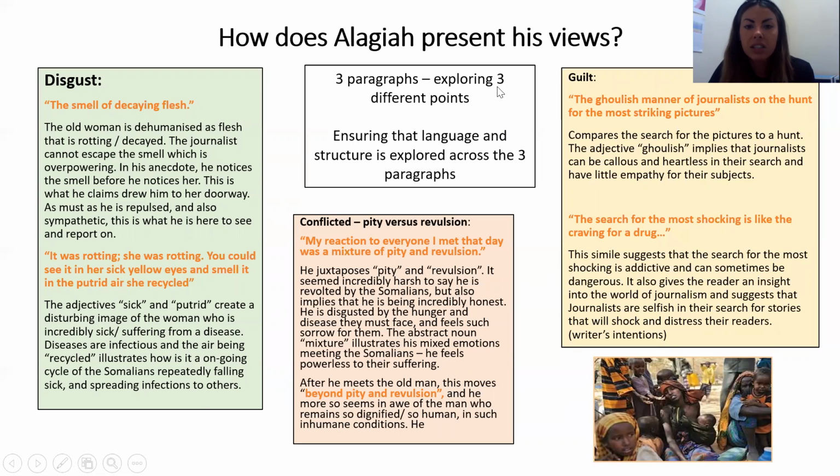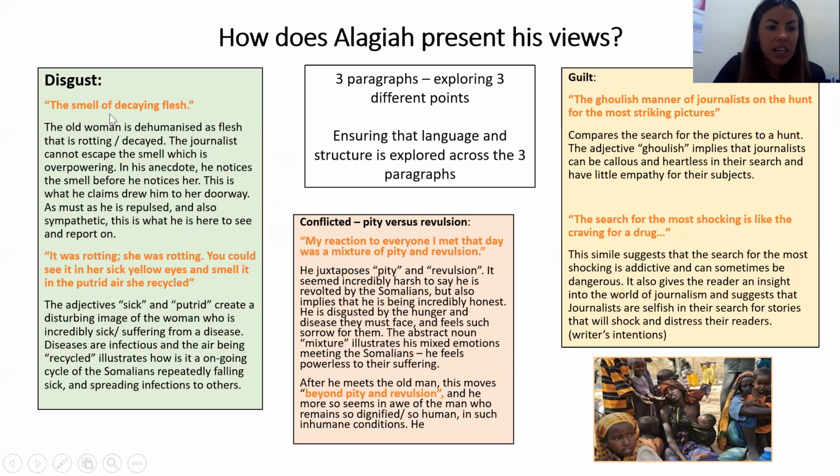So how does he present his views? So these would be my 3 different paragraphs exploring 3 different points. And what you also need to consider is to ensure that you have focused on language and structure across them. Make sure that you are picking out techniques. So one of the views that he shares you could explore is disgust.